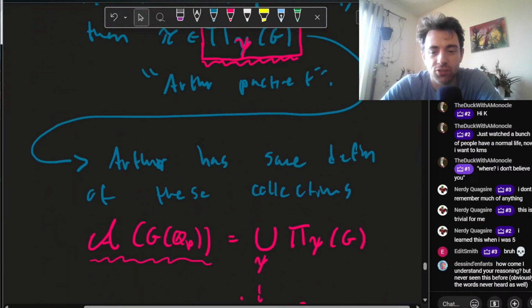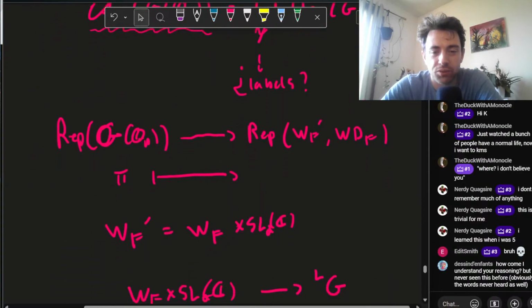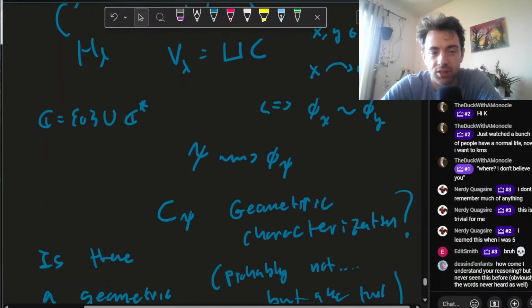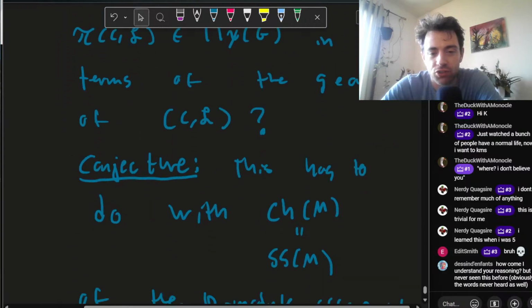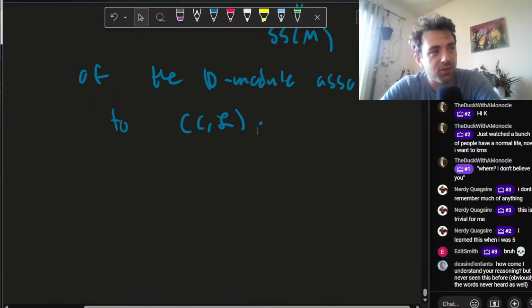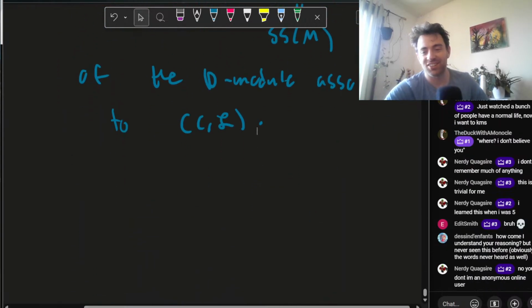Actually, here's something I might start doing in my office hours. I might start going through the book of Bushnell and Henniart on Langlands for GL2 and skip ahead to the parts that I'm most interested in. I think that's my plan.